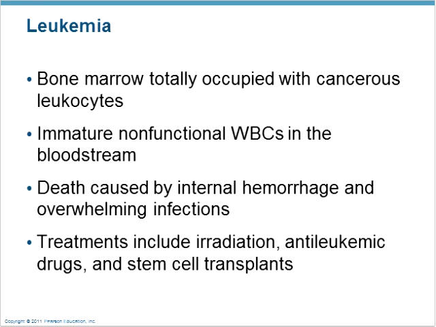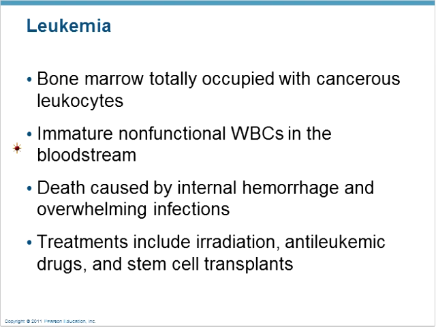In leukemia, the bone marrow is totally occupied with those cancer leukocytes, so it only focuses on producing that one type of cell and doesn't produce the other types of cells. That means it's not producing other white blood cells or red blood cells, so we have a decreased oxygen carrying capacity, number one. And if the leukemia is producing monocytes, for instance, and not lymphocytes, then our immune system goes away.